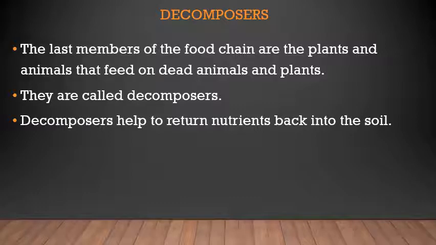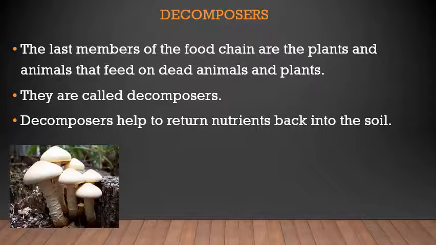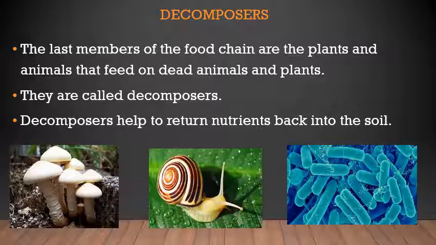The last level in any food chain are the decomposers. They are the last members of the food chain, and it can be a plant or an animal that feeds on the dead animals and plants. They are called the decomposers. Decomposers help to return the nutrients back into the soil. These nutrients will be used later by the plants in the food chain. Examples are mushrooms, snails, bacteria and insects. They are all good examples of decomposers. They help in returning the nutrients back into the soil.